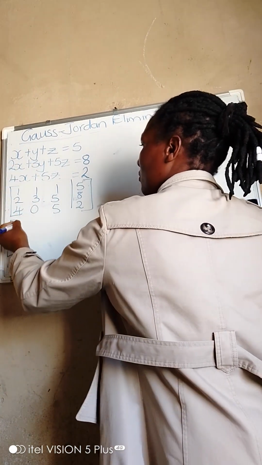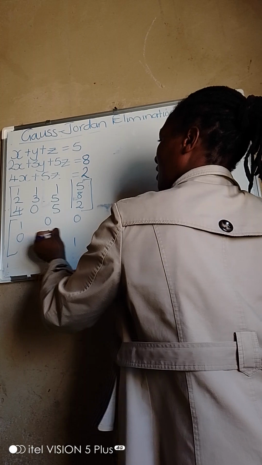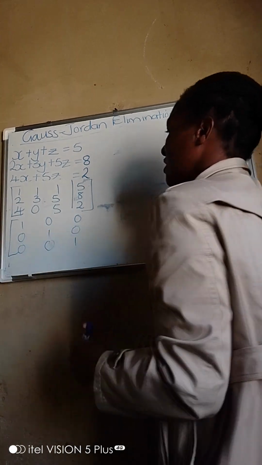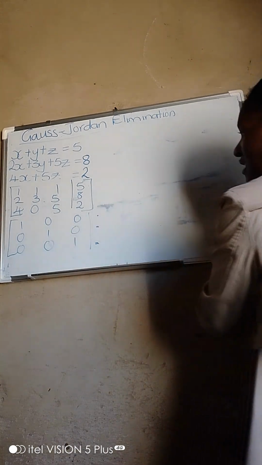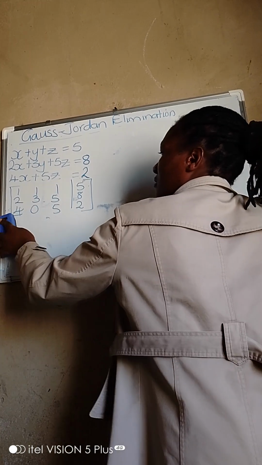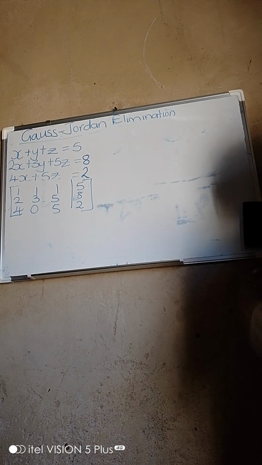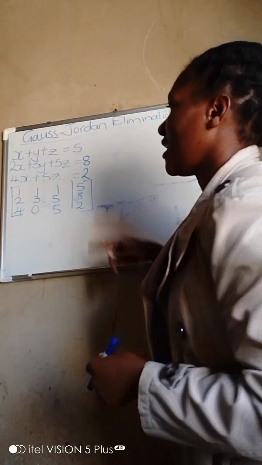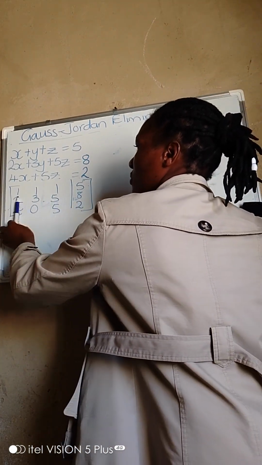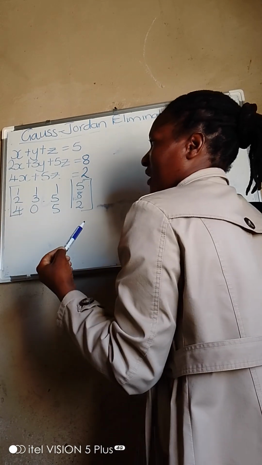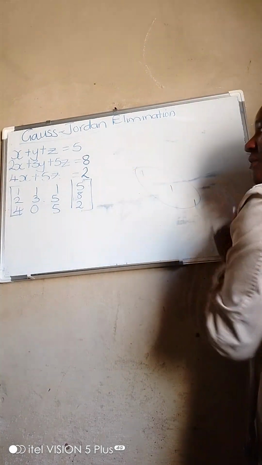Right, to solve this, we have to reduce this matrix to a reduced one, which will be 1, 1, 1, and these are going to be zeros there, and we are going to have constants there. So to reduce that to a reduced row echelon form, we are going to perform row operations. Remember, those ones are going to be our pivots.